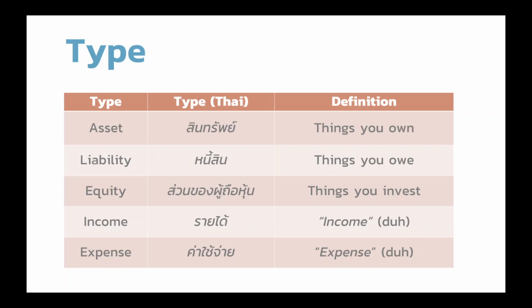Income, that's a pretty obvious one, right? Income is the income. I don't know what to explain. And expense, ค่าใช้จ่าย, is also an expense. Things you pay to do your stuff, that's expense.